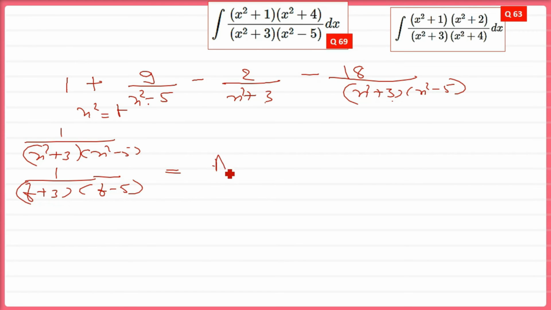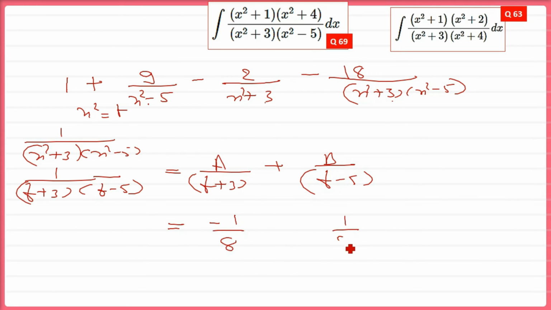It will be 1 by (t plus 3)(t minus 5). You can write it as a divided by t plus 3 plus b divided by t minus 5. I am not differentiating x square and t. I am just saying that I have taken an alias, a different name for x square, which I am calling t, and a will come as negative 1 by 8, b will come as 1 by 8. You can do that. I know that you will be able to do that. I am just writing a and b after computation.